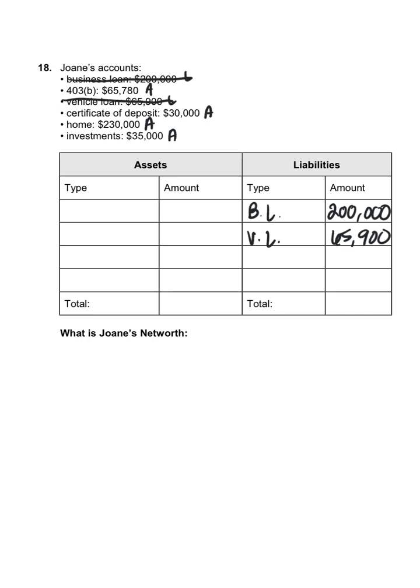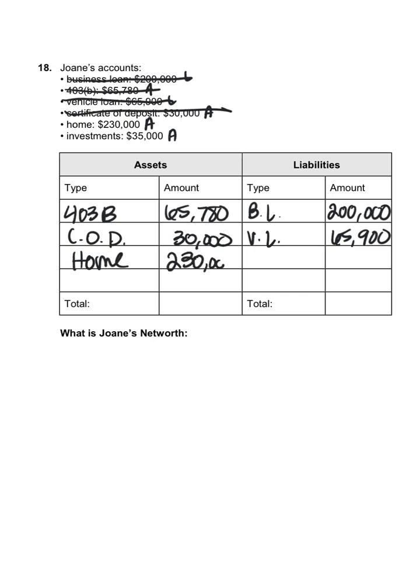Then I'm going to write in my 403B, which is $65,780. My certificate of deposit is $30,000. The value of my home is $230,000. And then investments, I'm going to abbreviate to invest. $35,000, another 0. Okay, to find the net worth, we separated them out.